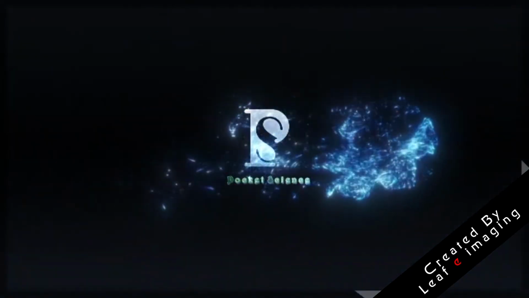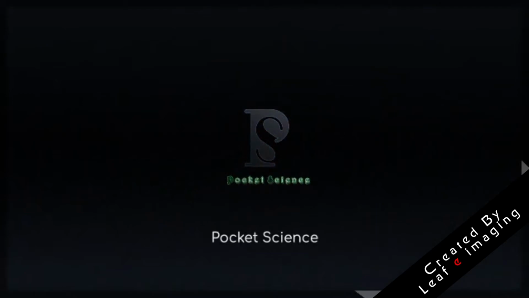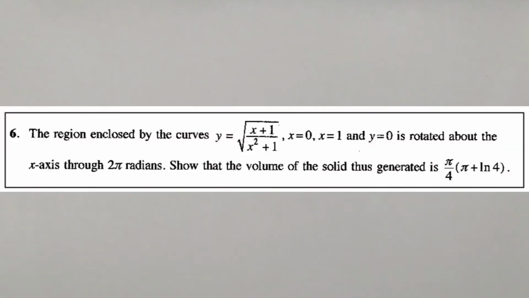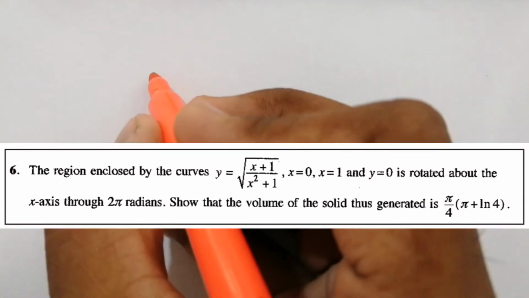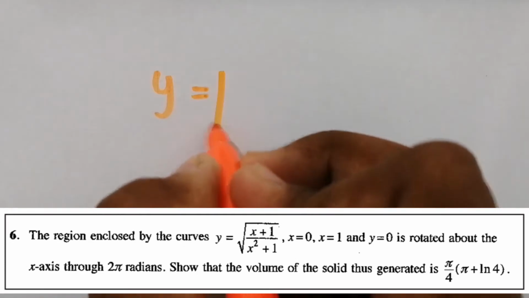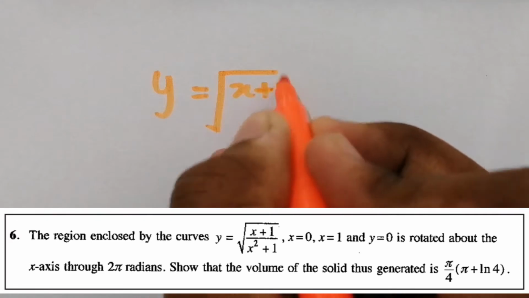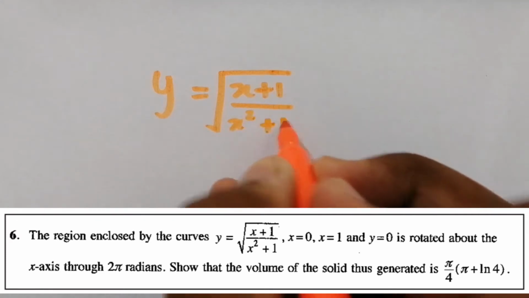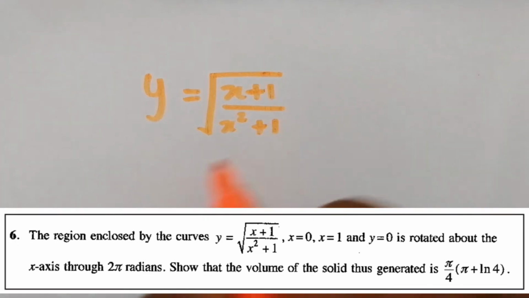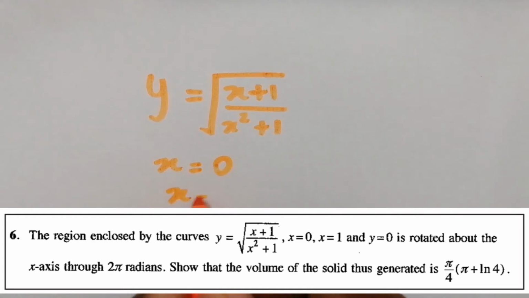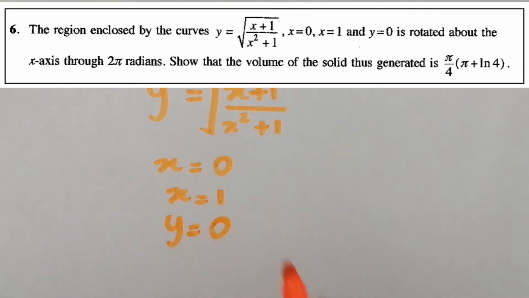Today, let's see the next question of that paper. The question is, the region enclosed by the curves y equal root x plus 1 upon x squared plus 1, x equal 0, x equal 1 and y equal 0 is rotated about the x-axis through 2 pi radians. Show that the volume of the solid thus generated is pi upon 4 times pi plus ln 4.